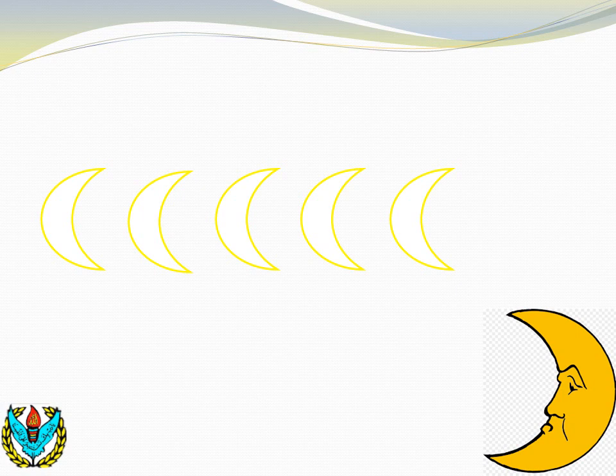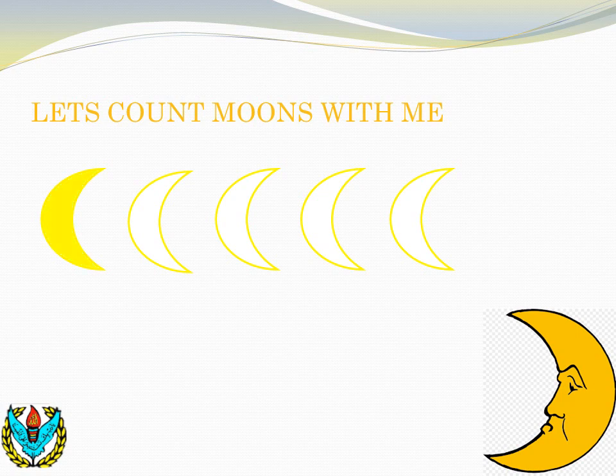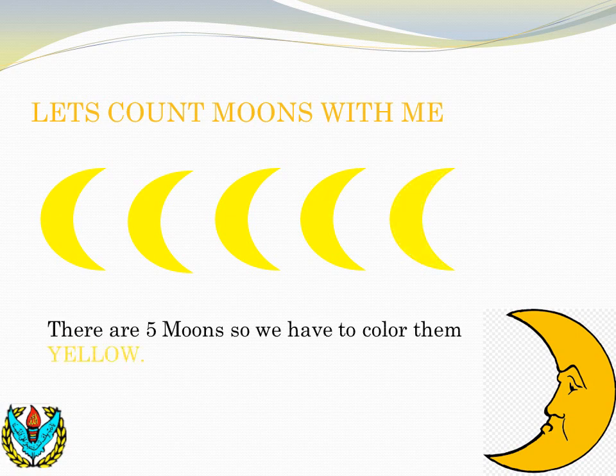Now, look at these beautiful moons. These are 5 in total. 1, 2, 3, 4, 5. These are 5 moons and we color them yellow.